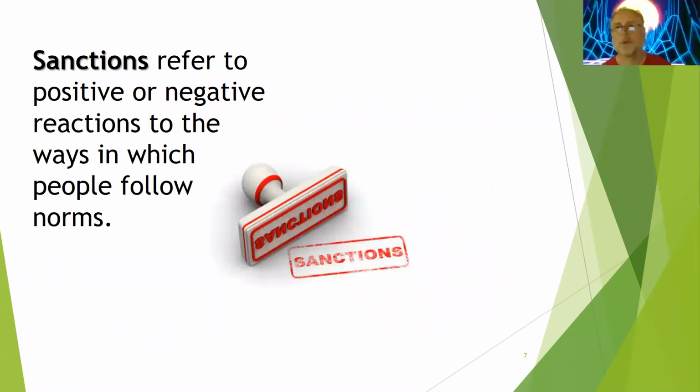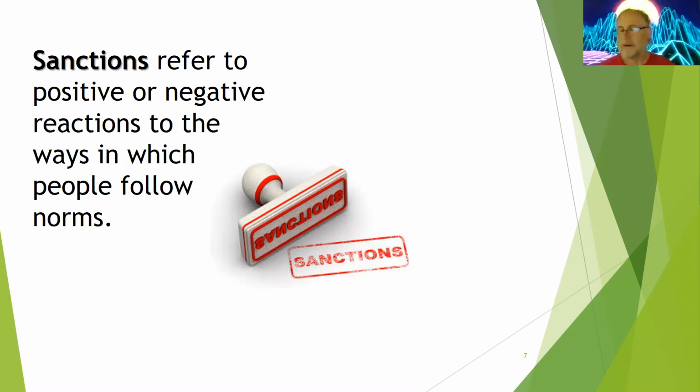Sanctions. So norms lead to sanctions. What are sanctions? Sanctions refer to positive or negative reactions to the ways in which people follow norms. Positive sanctions refer to an expression of approval given for following a norm. When we follow the norms of society, when we don't break the law, people will smile at us, people will pat our back, you might get a certificate, a reward, or a raise.